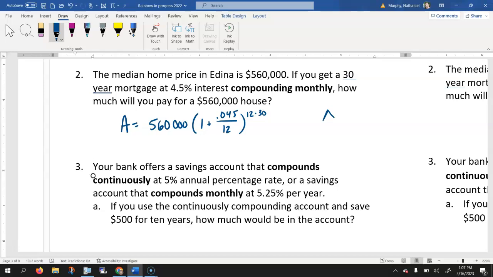Either multiply 12 times 30 in your head and get 360. Otherwise, make sure that you put it in parentheses, so that way your calculator will recognize that both 12 and 30 are exponents, not just the 12.